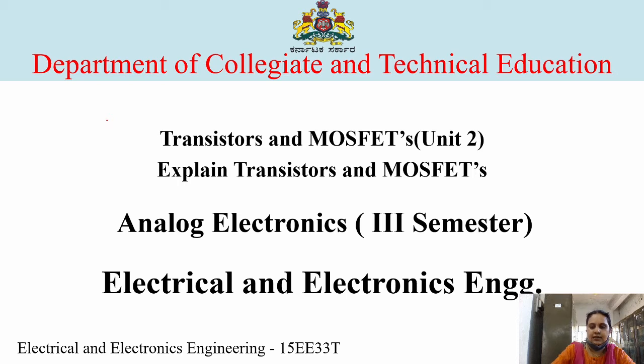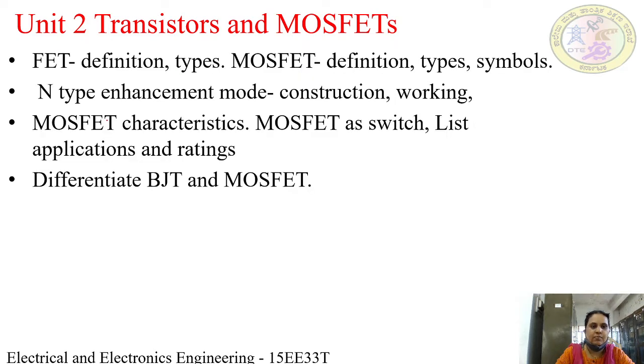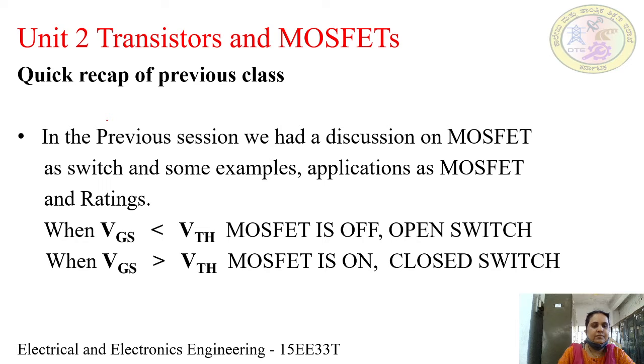Dear students, till now we have discussed Unit 2, transistors and MOSFETs. In that, we have reached the last point of Chapter 2, that is, differentiate between BJT and MOSFET. In the previous class, we discussed how the MOSFET is used like a switch, examples pertaining to the MOSFET as a switch, certain applications of the MOSFET, and the ratings of the MOSFET. So let's quickly recall what we studied in the previous class.